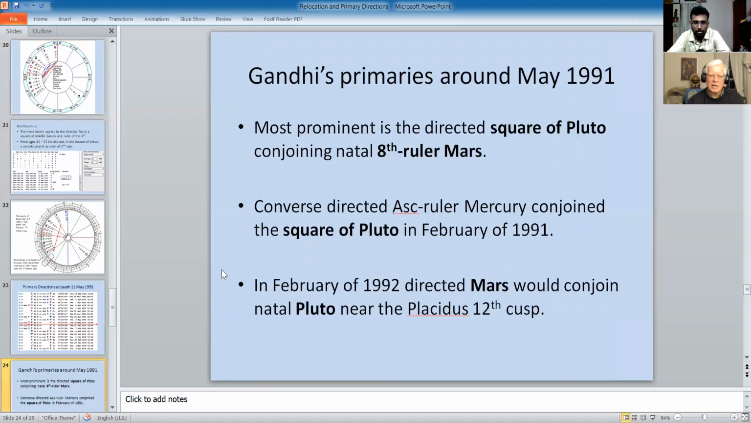This is just a summary. The square of Pluto conjoined the 8th ruler Mars the month he died. The converse directed ascendant ruler Mercury conjoined the square of Pluto. I'll have to go back and show that. And then in February, Mars will conjoin Pluto. Let's go back and look at the list.